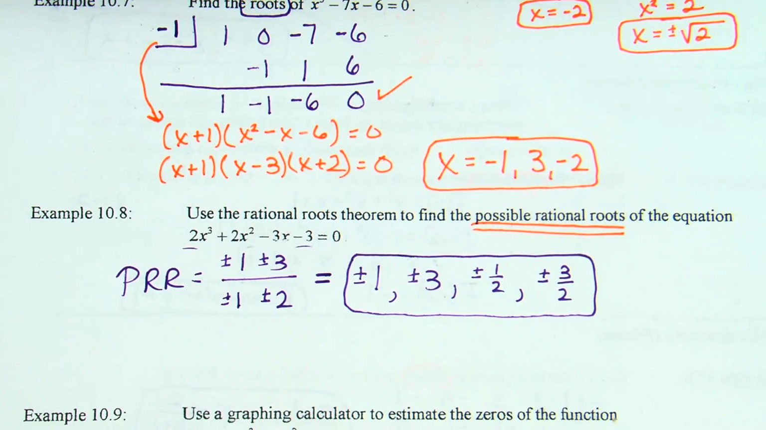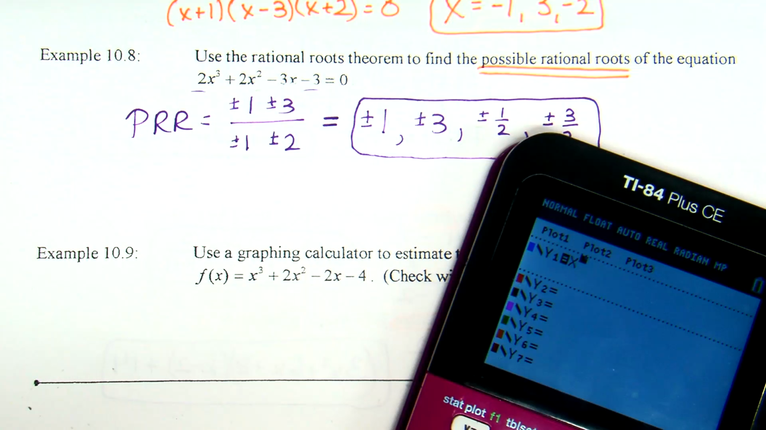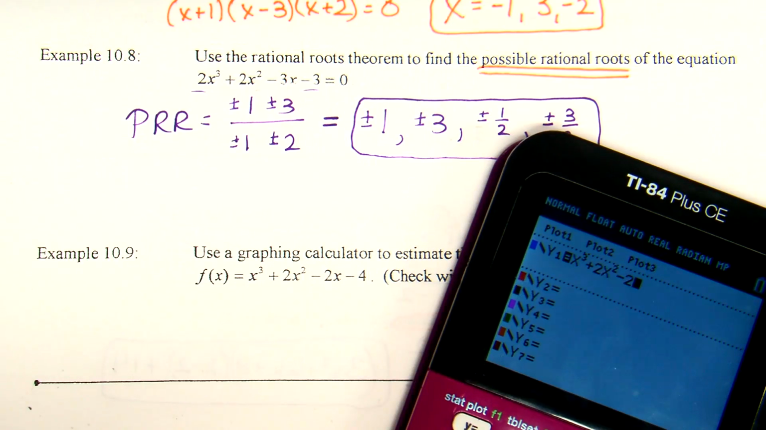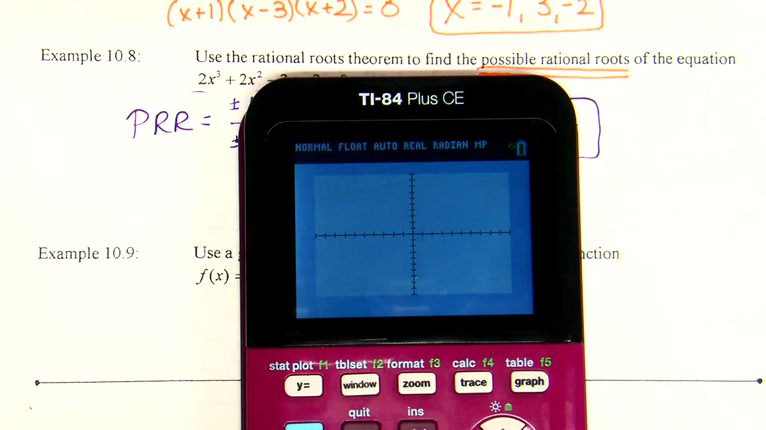Example 9 says use a graphing calculator to estimate the zeros of the function x cubed plus 2x squared minus 2x minus 4. And that says check with example 6. So this is going to be the short way, isn't it? So you guys know how to graph, right? Sorry, we're at that time of year where I get in the habit of, okay, pre-calc, I can't just assume anything. You know, like you guys a year ago. I can't just assume everything. So I typed it in. I'm going to do a Zoom 6, a ZStandard, just to see what it looks like.